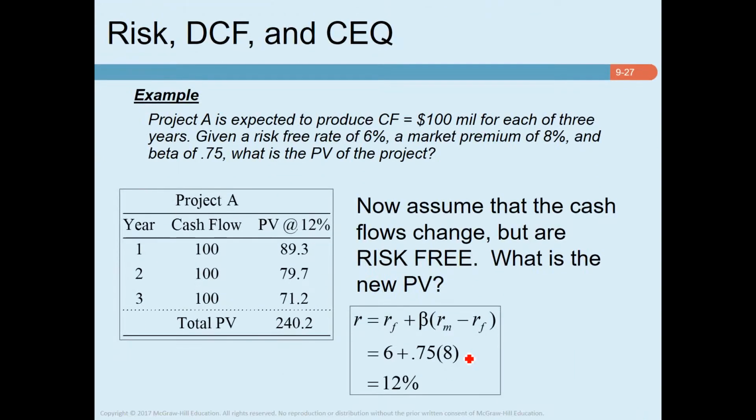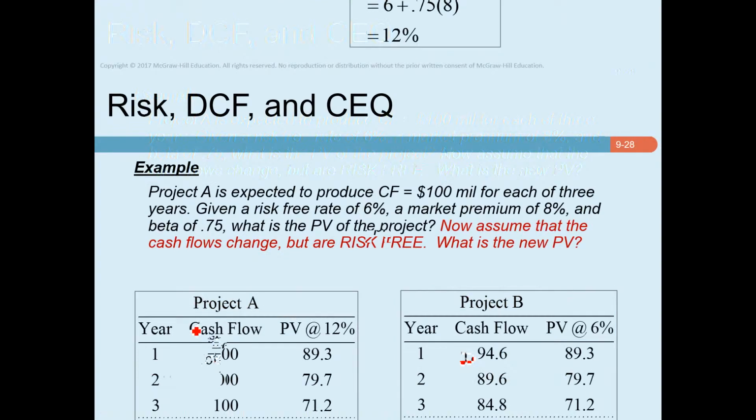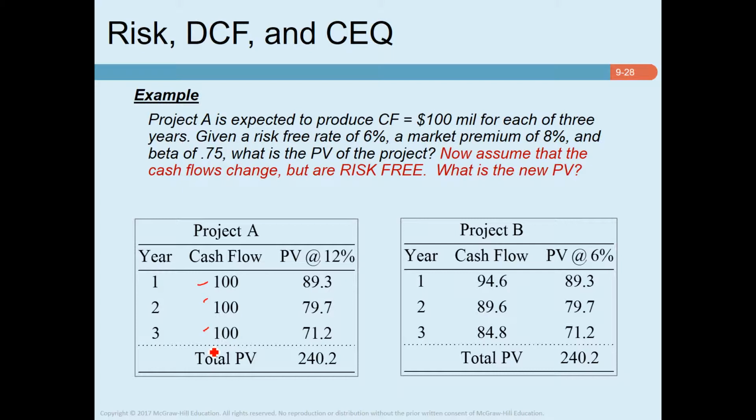Now we assume that the cash flows change, but they are risk-free. So what's the new present value? These are our uncertain, or risky, cash flows. Since the cash flows are risk-free, we can convert the risky cash flows into risk-free cash flows, or certainty equivalent cash flows. For example, this $100 is converted into 94.6, this $100 into 89.6, and this $100 into 84.8. I will show you how we do that. These certainty equivalent cash flows are now discounted at a risk-free rate instead of the risk-adjusted discount rate, and you can see that the present value is 240.